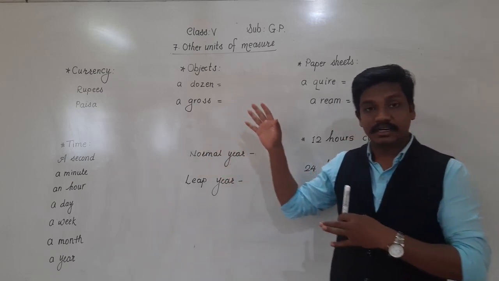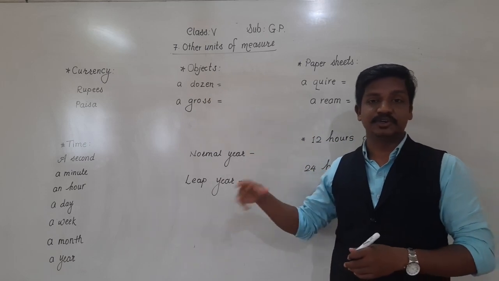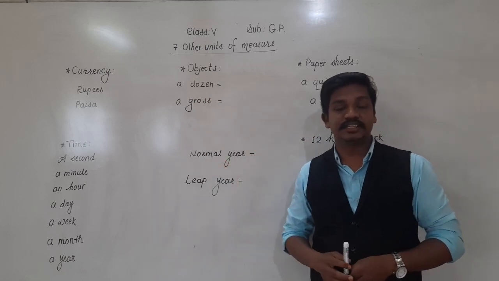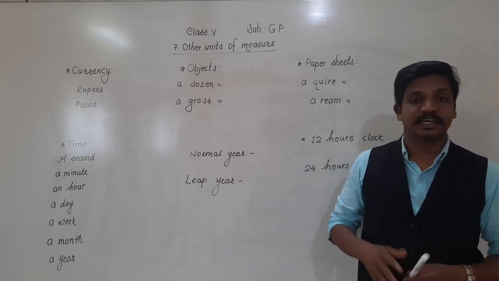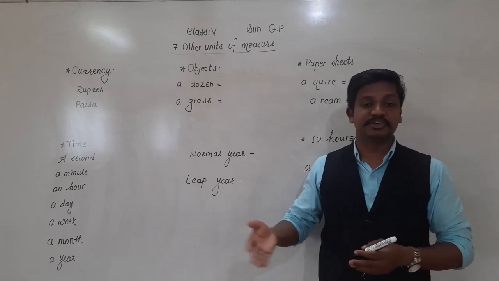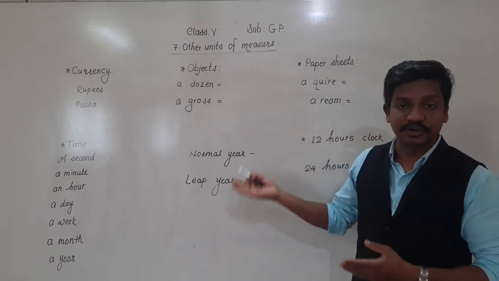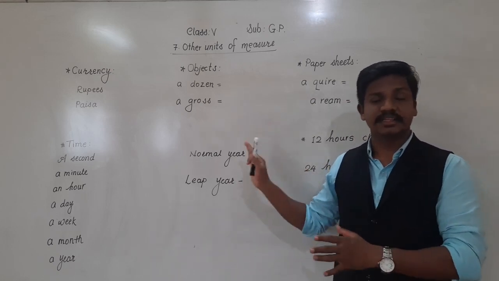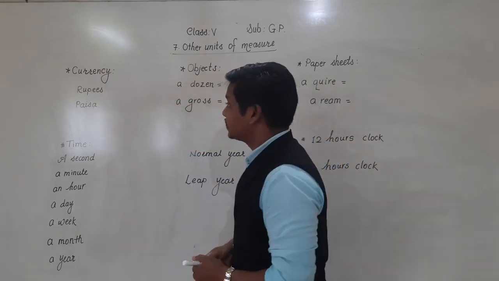Let us revise these units, because we have learned all of them in the 4th standard, in the chapters on measurement, measurement of time and measurement of money. Some of the units are new for you. Try to understand, they are very easy. See, the first concept is currency.